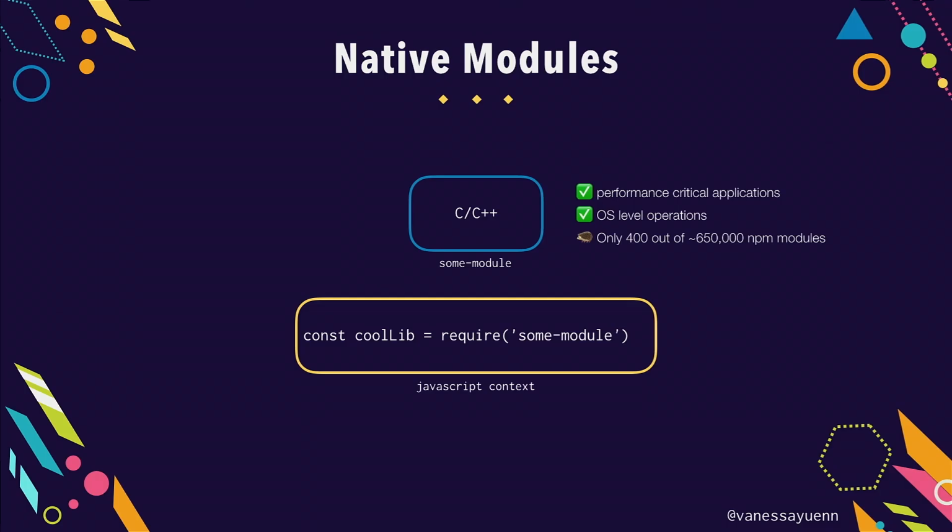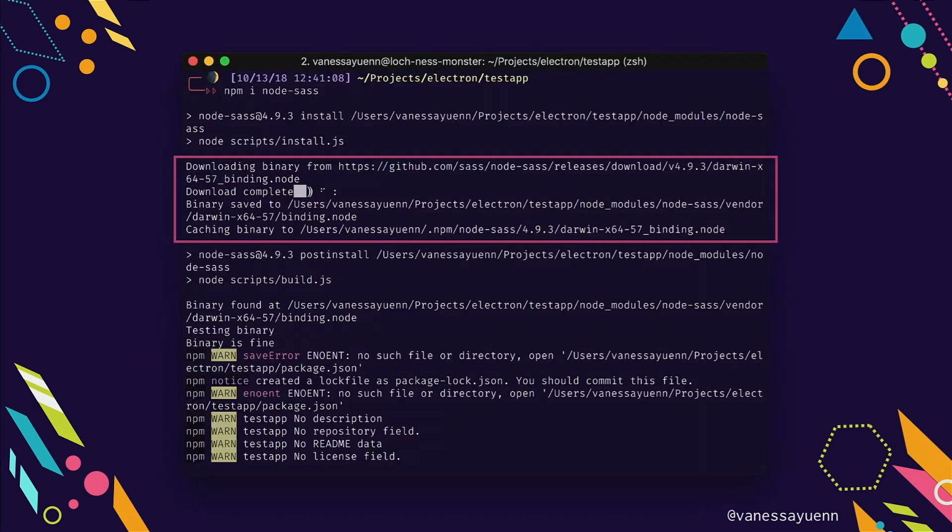And I know most of the npm modules out there are not native. Only about 400 out of 650,000 are native modules. How you know is, if you do npm install something, like node-sass, which is a more well-known one, and you see in the log that it says something like downloading binary or compiling something, that's generally a pretty good indicator it's a native Node module.